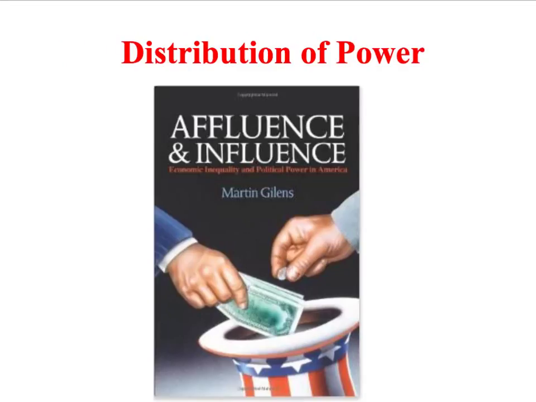And the first book that we're going to look at is called Affluence and Influence, written by Gilens, who's Professor of Politics at Princeton University in the US, and this book was published in 2012. Now, this book looks at the link between income inequality and political power, and especially the extent to which government policy reflects the preferences of the public, and whether or not certain subgroups of the more and less well-off have more influence.